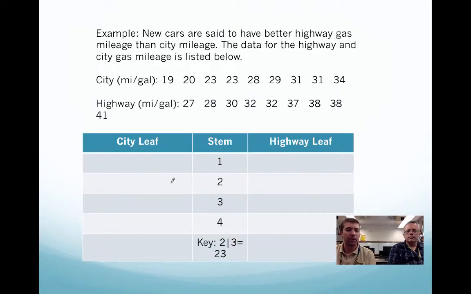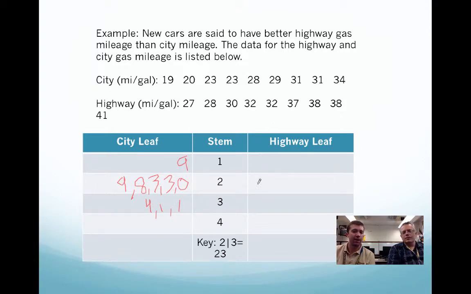Again, our stem, 1, 2, 3, 4, because we're just dealing with two-digit numbers. So our city mileage, we would have 9, 0, 3, 3. Probably should separate these with commas. 8, comma, and 9. And then 1, 1, and 4. And no 4s. These were the city miles.